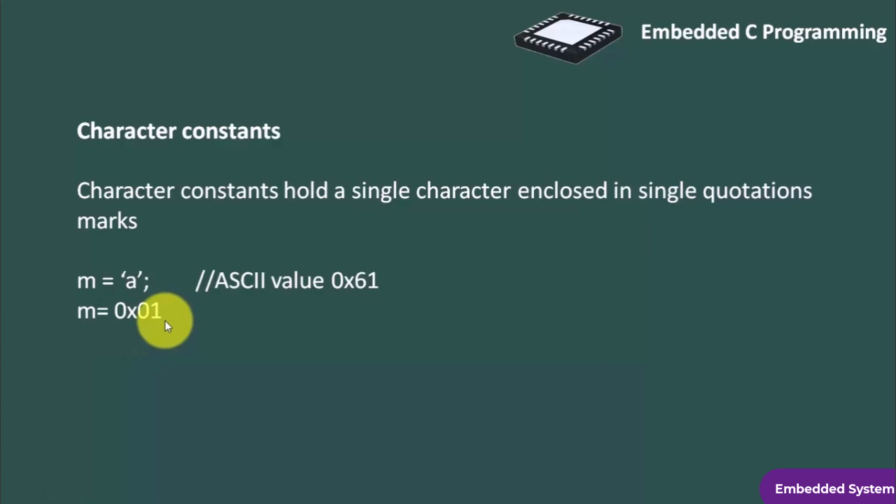The maximum value that this character can hold depends upon whether the variable is of data type signed character or unsigned character. If the variable is of signed character, it can hold a maximum value of 127. And if the data type of this variable is unsigned character, it can hold a maximum value of 255.